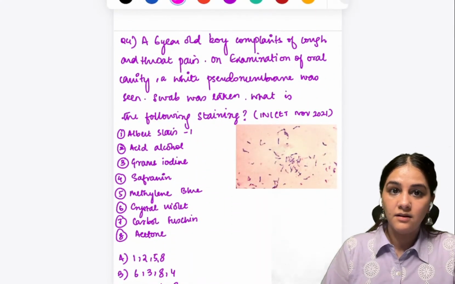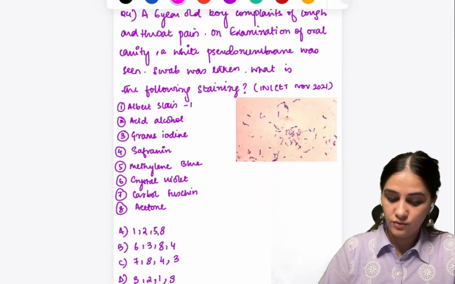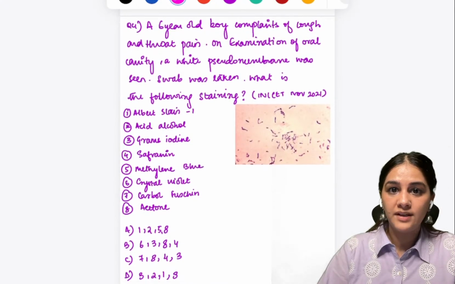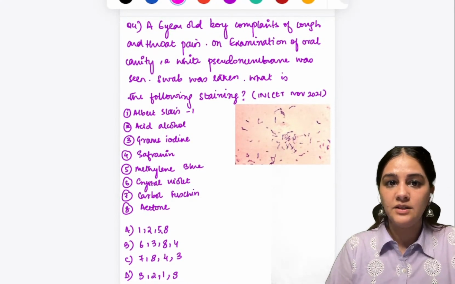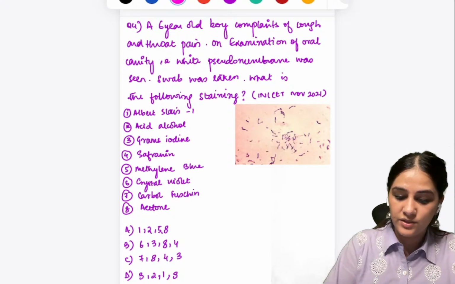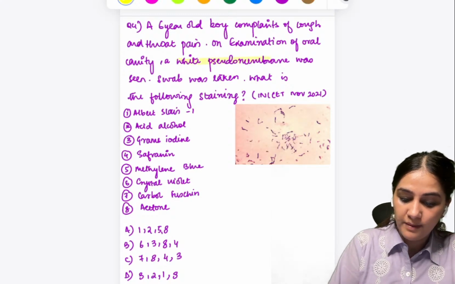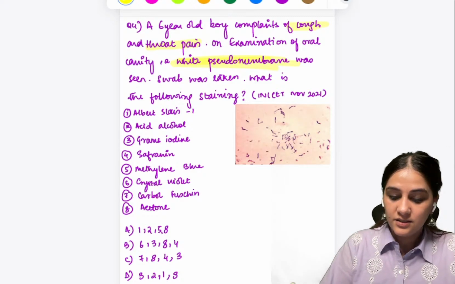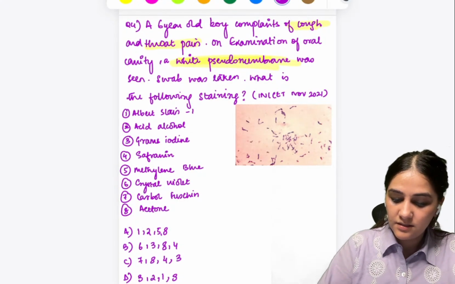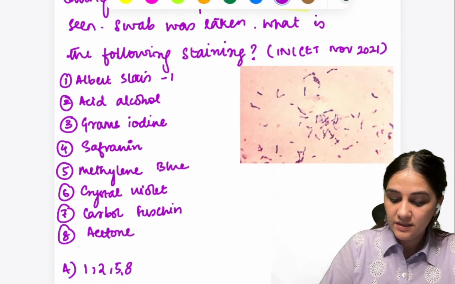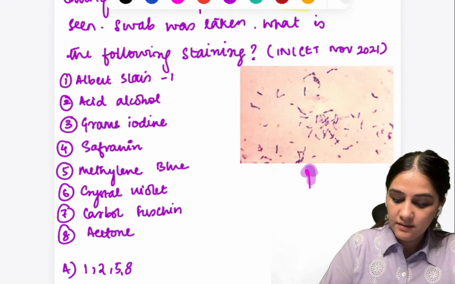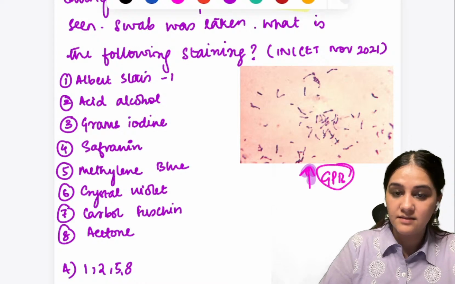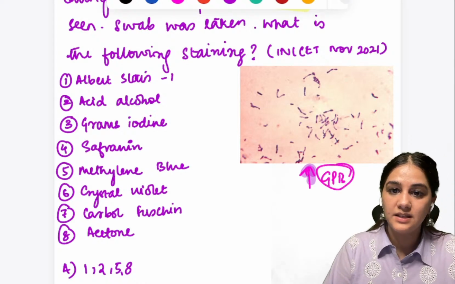So next, this is the question right here. A 6-year-old boy complains of cough and throat pain. On examination of the oral cavity, a white pseudomembrane was seen. Right, white pseudomembrane. So where are we going? He has throat pain, he has cough, he has a pseudomembrane. See this picture right here. What are we seeing? We are seeing gram-positive bacilli, right? So this is a gram staining.